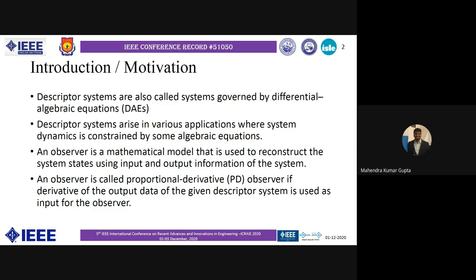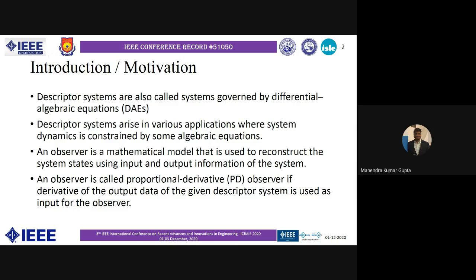Now, the second terminology is an observer. Observer is a mathematical model that is used to reconstruct the system states using input and output information of the system. So, observer is just a mathematical model. It takes input and output of the original system, and its output asymptotically converges to the true state value of the system.